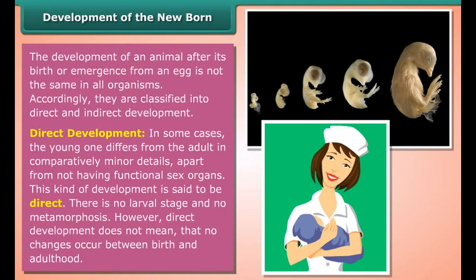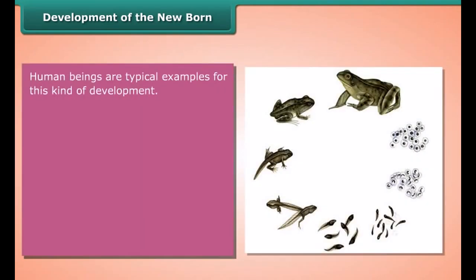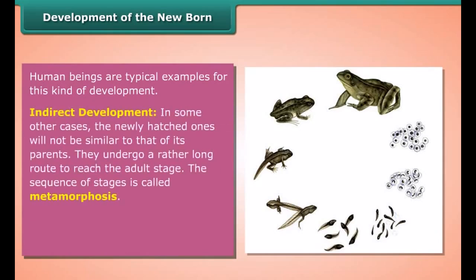One of the advantages to giving birth to live young is that the mother protects the fetus inside her body as it develops. The developing fetus derives nutrients from the mother's body and so is assured of receiving all the nourishment it needs to complete development. Development of the newborn. The development of an animal after its birth or emergence from an egg is not the same in all organisms. Accordingly, they are classified into direct and indirect development.